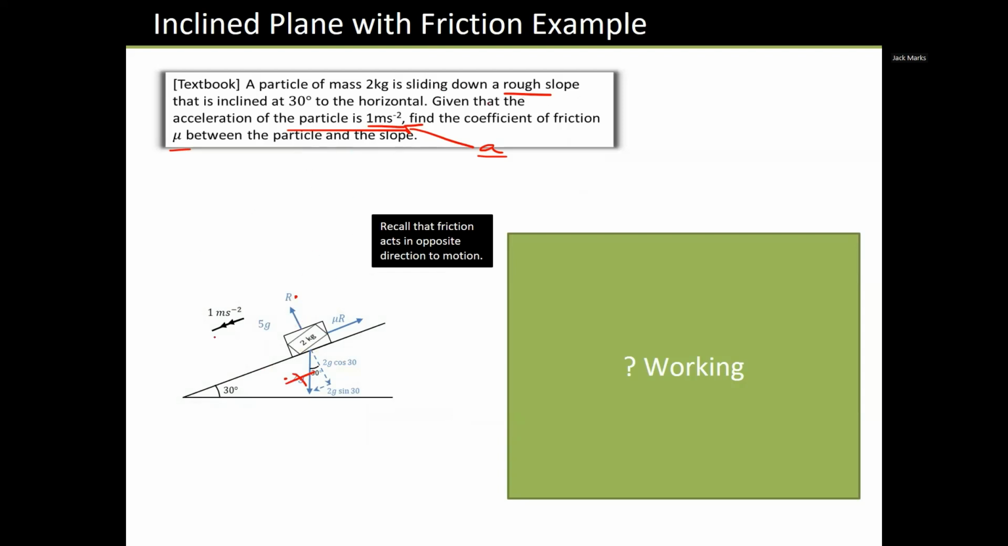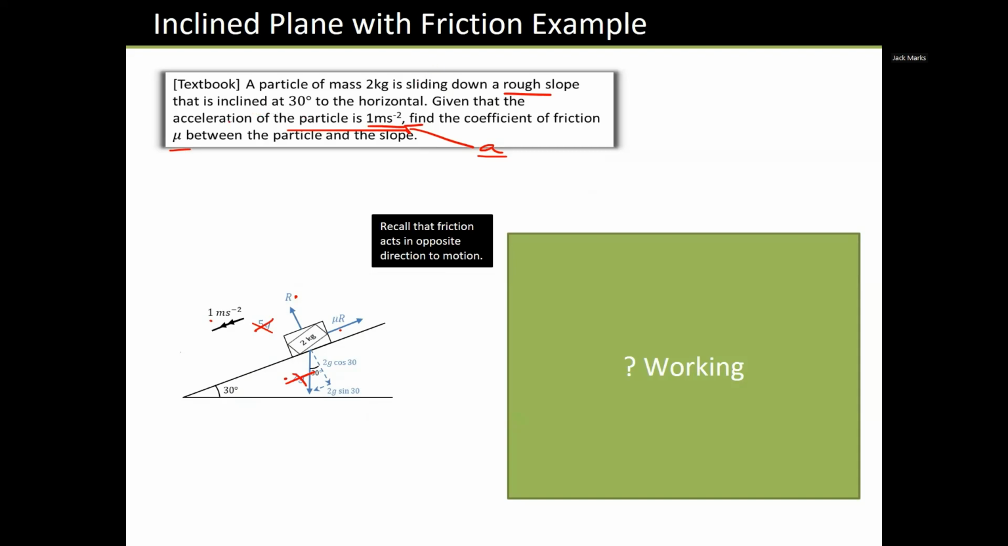We're told that it's sliding down, so that's why we can make that one like that. The friction is there because it says it's rough, and because it's going down, it must act against that. And 5g, I think that's just a mistake. I don't think that's meant to be there. Okay, so we've got this diagram.